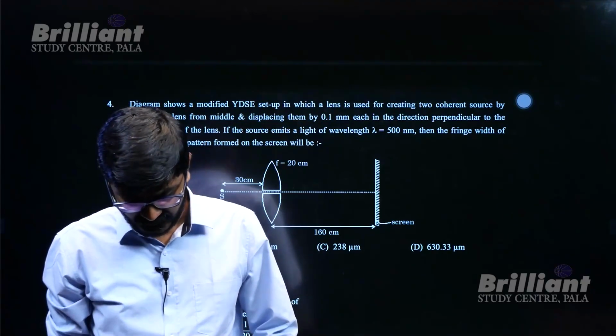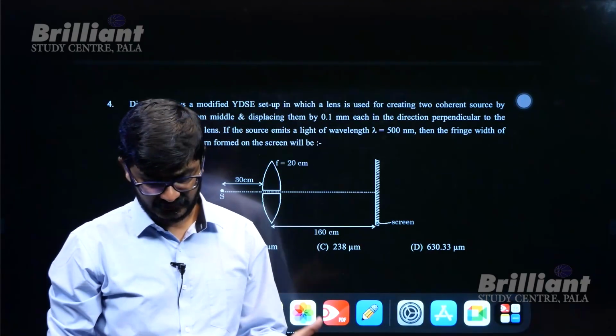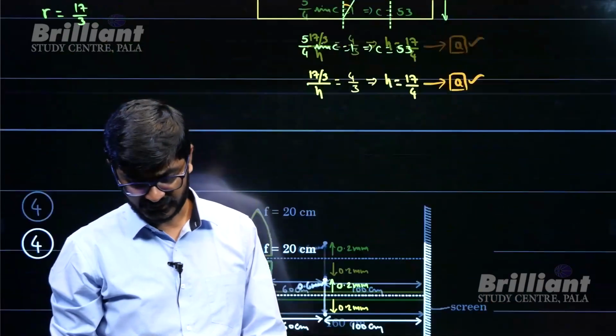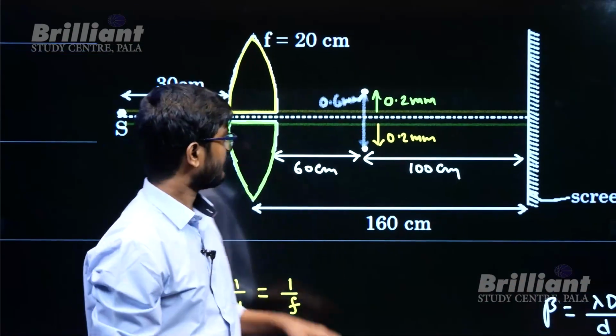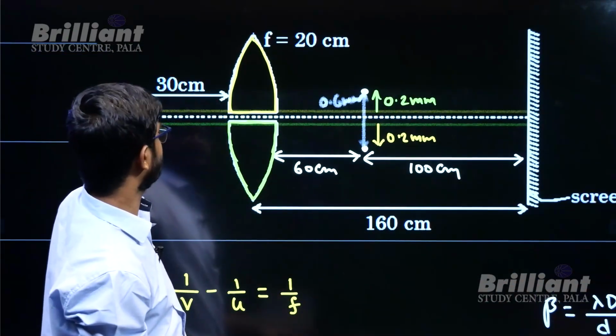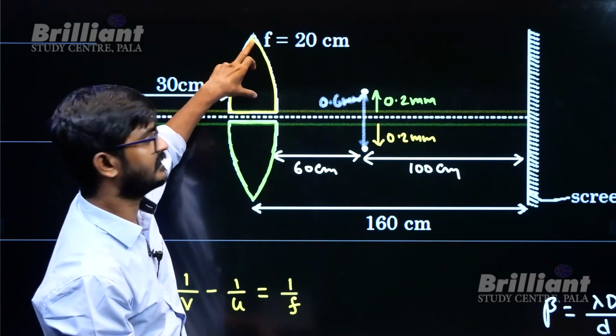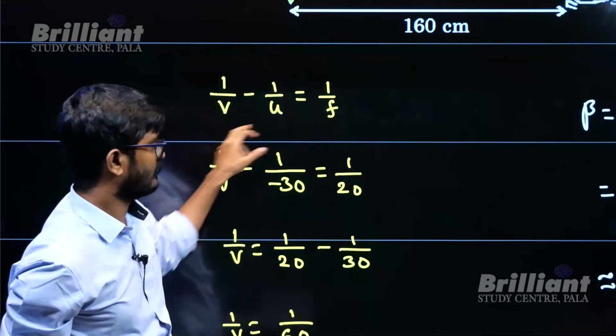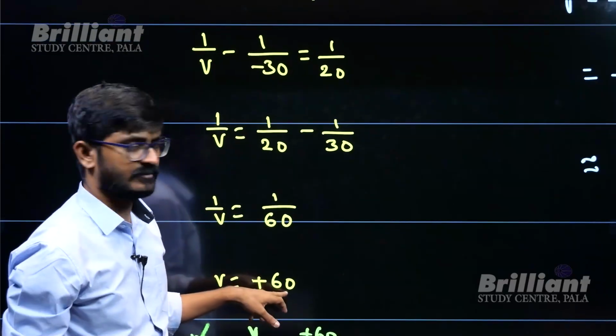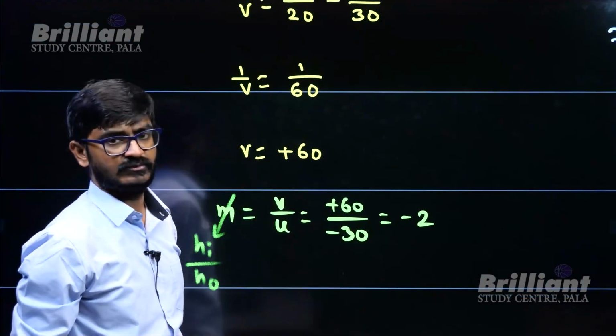In the diagram shown, modified YDAC is there. You need to find what is the fringe width. So basically in all these questions we will be converting one source into two sources. Now there is a source, and if I take the image because of this lens, 1 by v minus 1 by u equals 1 by f. From there I will get the image formed at 60 and magnification is minus 2.